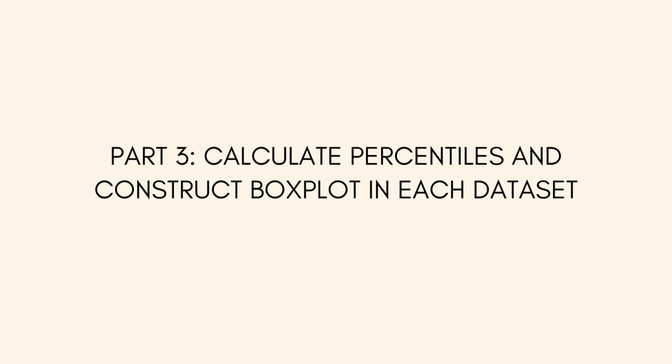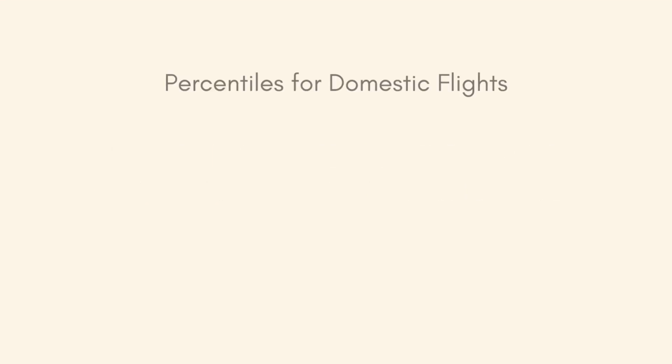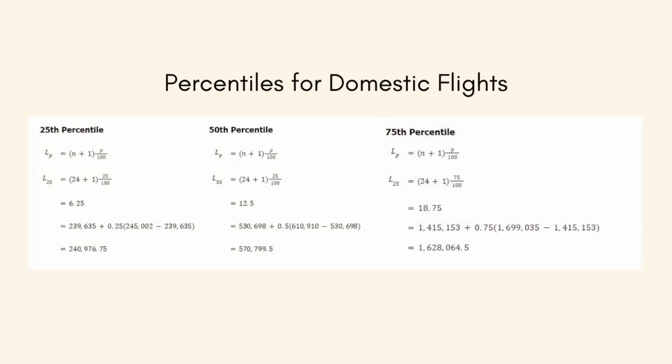Hello, this is Aaron Sulaiman Ibn Sabri, matrix number BB211611073, and today I will be presenting the third part of our assignment, which is to calculate percentiles and construct a box plot in each dataset. To find the percentile, we must first use the given formula shown at the top. Since there are 24 observations, I extracted that data and plugged it into the formula. After calculating it, the answer is 6.25.